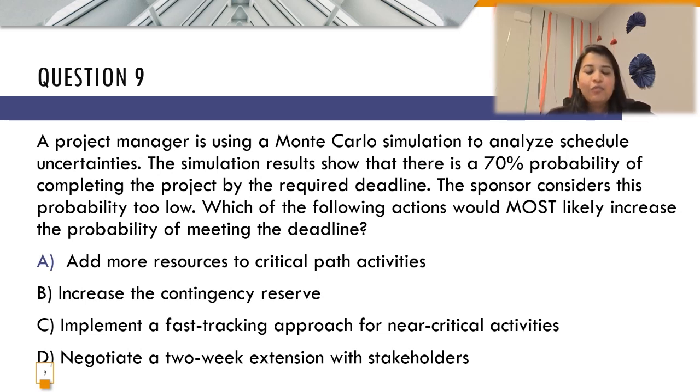Add more resources to the critical path activities. No. If you are adding more resources, it is going to increase the schedule because the project is already late. And if you're adding more people, there might be certain other additional risks. Let's say the additional resources might not have certain skills or may have certain gaps, which is going to delay this project even further. So option A is not the right choice.